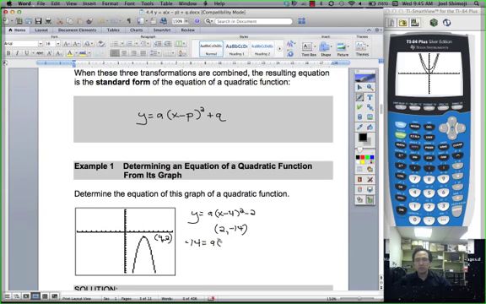-14 is going to be equal to a(2 minus 4) squared minus 2. Okay, we'll just add 2 to both sides here, and this turns out to be 4a. Divide both sides by 4, so my a value is going to be equal to -3. Once we know the a value and the values of the vertex, then we can write the equation. So y is going to be equal to -3(x minus 4) squared minus 2.